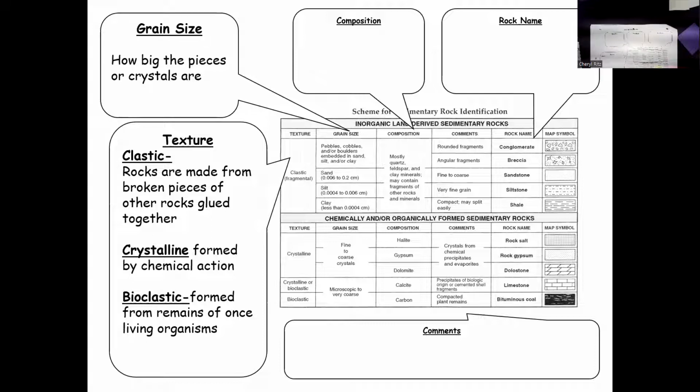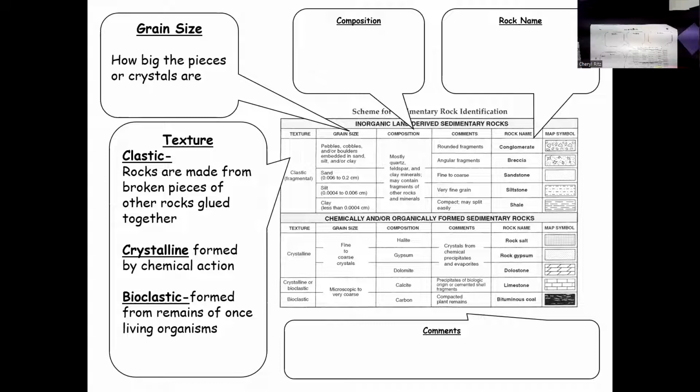All the crystalline are the same. They're fine to coarse. All the bioplastic are the same, microscopic to very coarse. So is crystal size really important for those? No, they're all the same. But up here, the plastic one, the grain size is actually what makes the rock have its own characteristics.